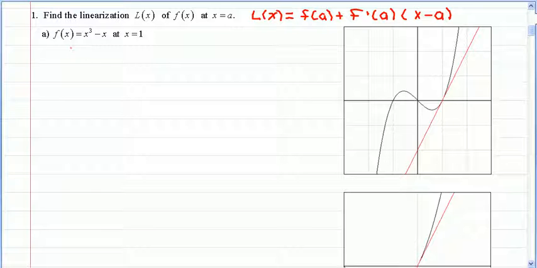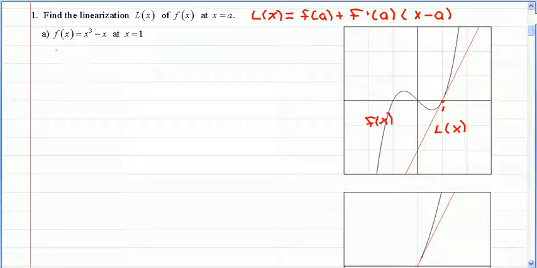For part A, we are given f of x equals x cubed minus x at x equals 1. The graph here on the right shows the function f of x in black, and the red is actually what we're looking for. The red is L of x. You can see by the graph that L of x is just the equation of the tangent line at the point x equals 1. So we're looking for the equation of the tangent line at the point x equals 1.